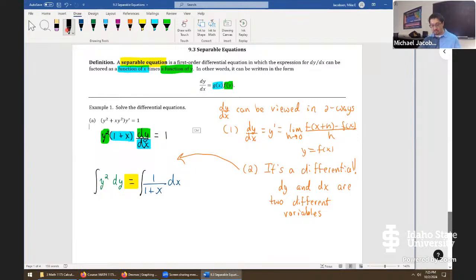We have two integrals. One of them involves a y variable, the other involves the x variable, and we are going to solve them both. Any questions at the moment, folks, to this stage?